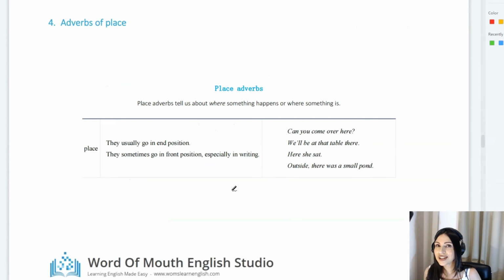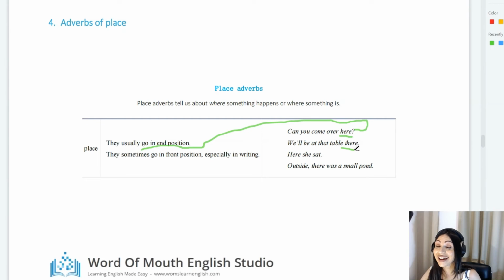Now we move on to discussing how to use the adverb of place. Adverbs of place tell us about where something happens or where something can be located. They usually go in the end position, and that's how they are typically classified or recognized. Can you come over here?